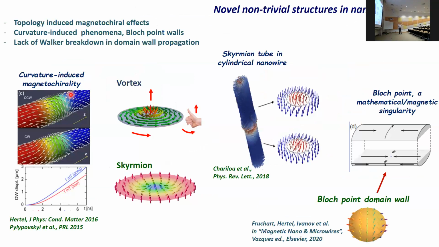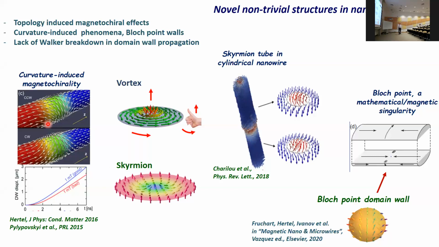In the case of nanowires, we are working in Madrid. I would like to mention some work. There have been a number of theoretical works previously, for example this work by Ricardo Hertel, where he showed that there is a curvature-induced magnetochirality. You see, this is a nanowire with a propagating domain wall with a given chirality. In this other case, the chirality is the opposite. So he predicted that the domain wall velocity would be different depending on the chirality.